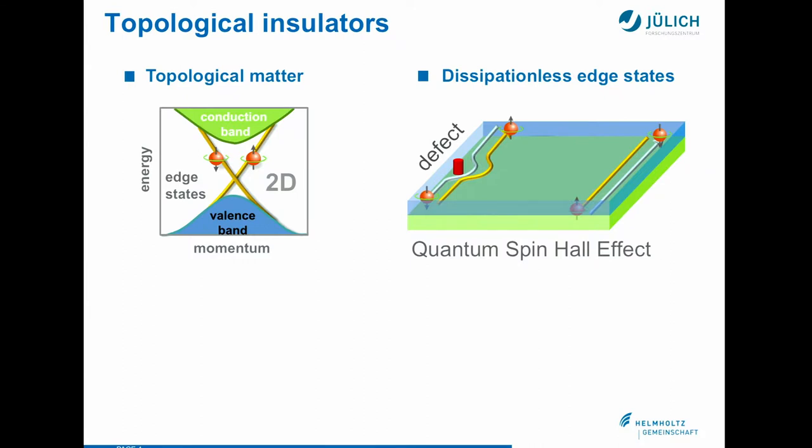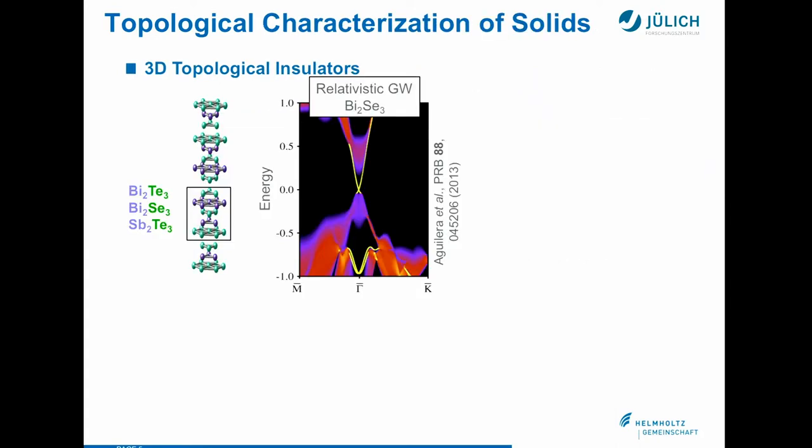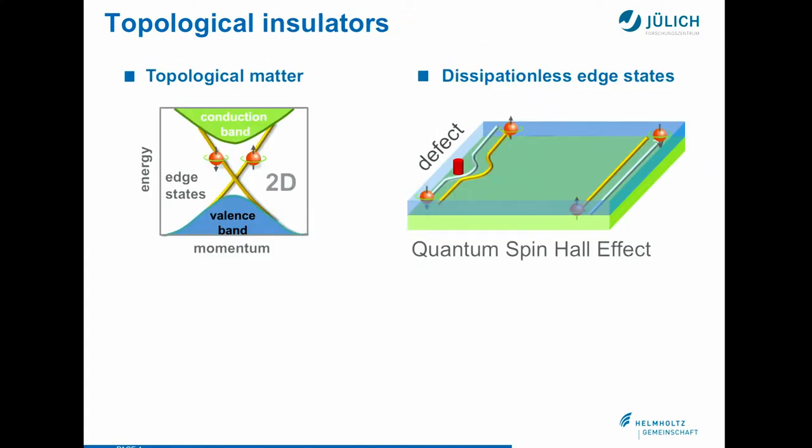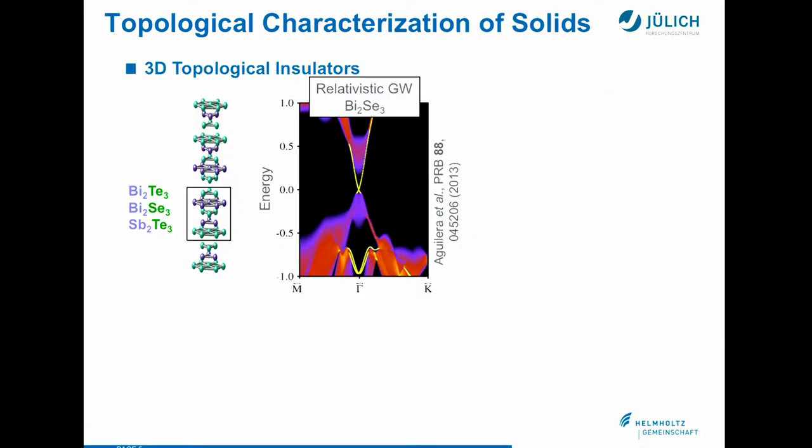They are topologically protected, and the interesting aspect of this topological matter is that with these topological quantities there are also response quantities involved. These response quantities are dissipationless edge currents, edge states, and this basically leads to the quantum spin Hall effect. This is not only true for two-dimensional topological insulators, it's also true for three-dimensional topological insulators. Here you see an insulator, and here you see the surface state, and this is the Dirac cone.